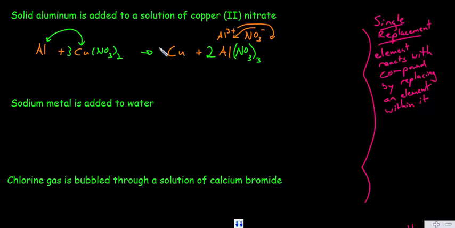Now we have 3 coppers, 1 copper, put a 3. We have 2 aluminums, we have 1 aluminum, put a 2. Balanced. Next, sodium metal is added to water.